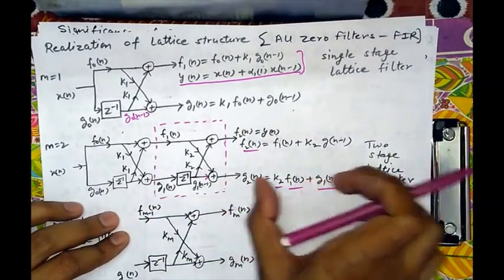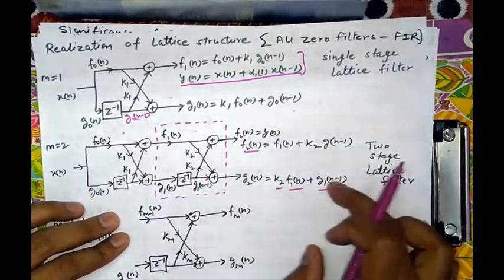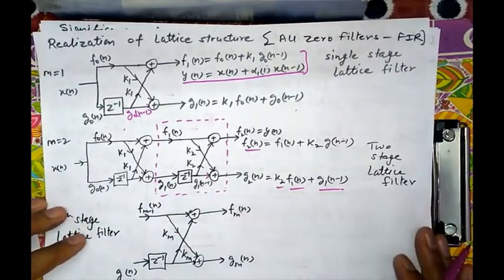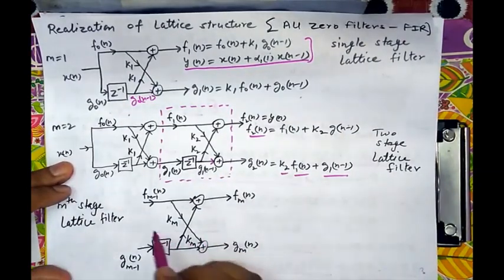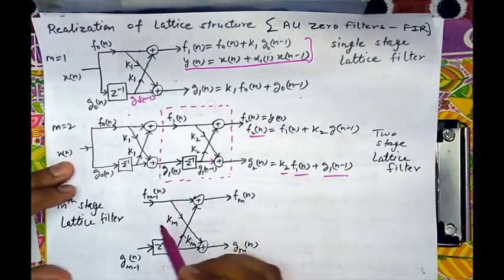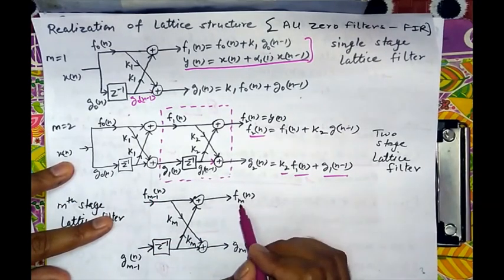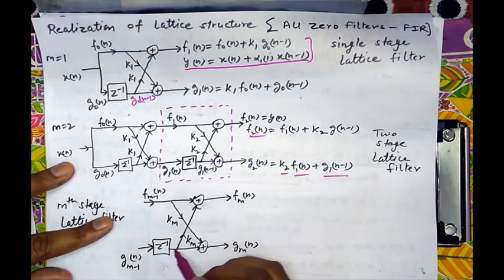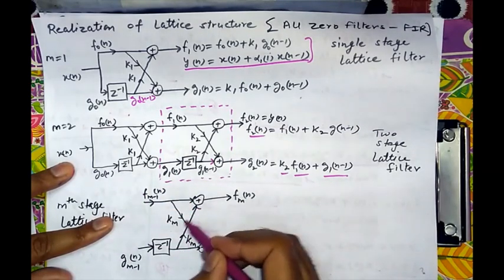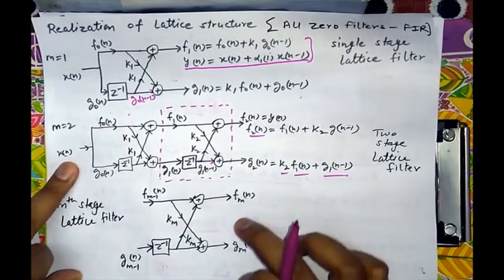So for further stages we will add these values. Next stage is k3, next stage is k4 and so on, and next values are F2, F3, F4 and so on, G2, G3 and G4 and so on. Any stage may be built this way. The mth stage lattice filter may be taken from this general structure: previous value is F m minus 1 n, next value is Fmn, the present value, and G m minus 1 n is always delayed and multiplied with the lattice coefficient Km and added, forming the mth stage lattice filter.